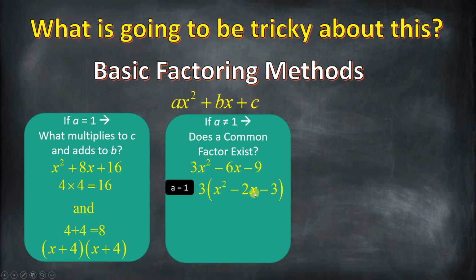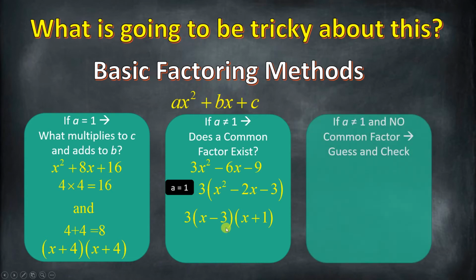And then what's left in the parentheses does have a leading coefficient of 1. We have 1x squared minus 2x minus 3. That whole thing's being multiplied by 3. So we can factor this. We can say, hey, what multiplies to negative 3 and adds to negative 2? Well, that'd be negative 3 times 1, or negative 3 plus 1 for this part, right? Then if you were solving this, you'd just take each factor, set equal to 0, solve it, you're done. Boom.